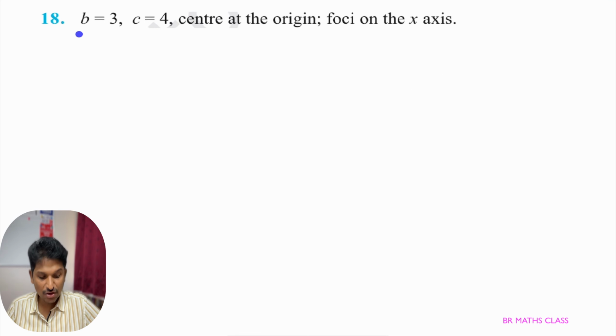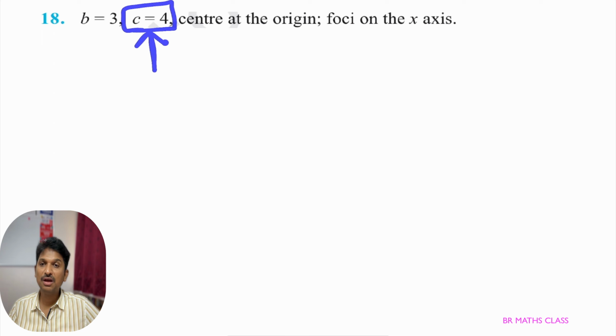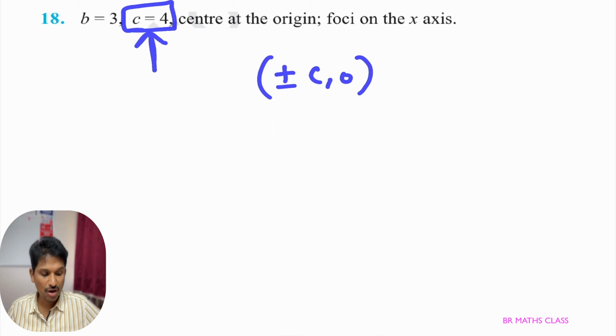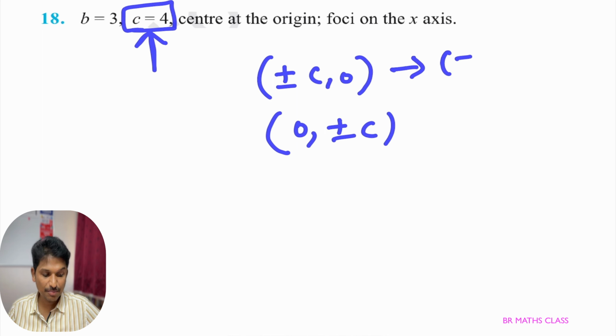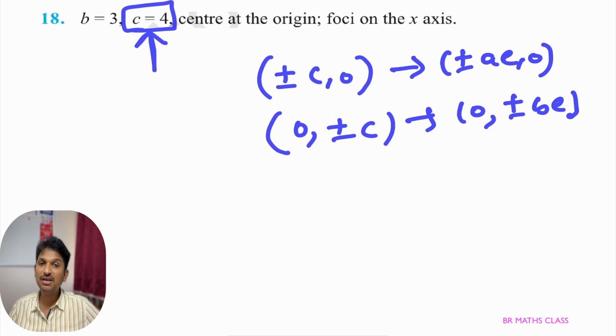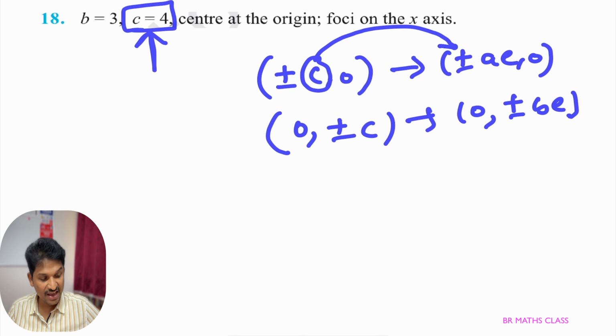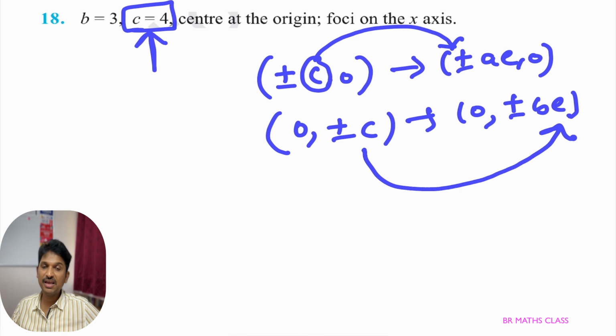In this, 2 values are given, B and C. Actually this is new to us, right? Because I didn't give the foci formula as plus or minus C, 0 or 0, plus or minus C. I discussed this as plus or minus AE, 0 and 0, plus or minus BE. Right? Here C means what? As they given in the question, C is either AE or C is either BE.